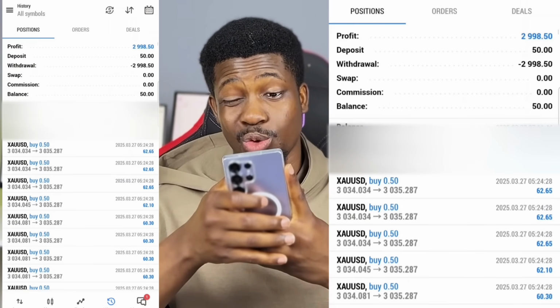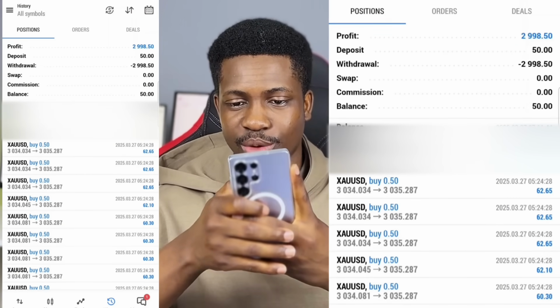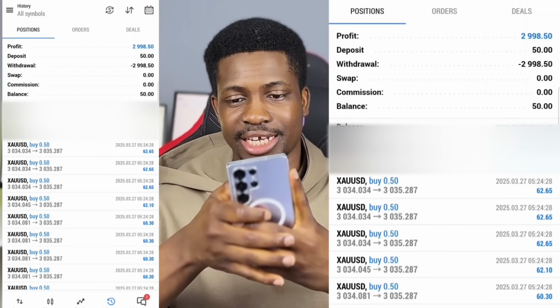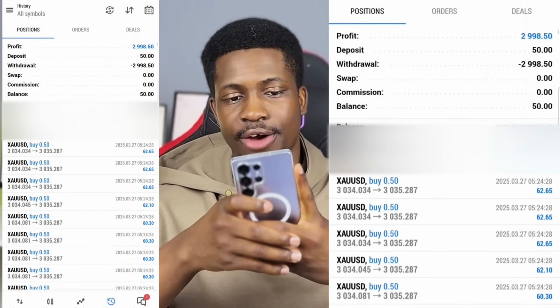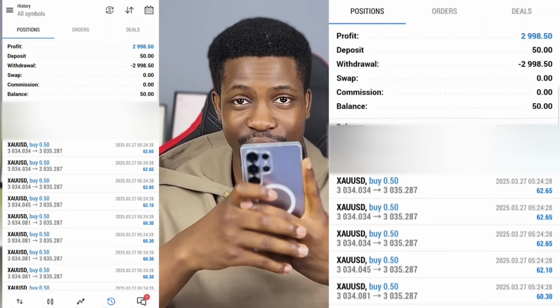We just cashed out approximately 3K. That's what we just cashed out, 2,998, right? So we just cashed out approximately $3,000 smoothly, just like that. And you can see our deposit was about $50 there, and the balance is now back to $50, just the way it was before, right? So everything is actually very, very clean and very, very smooth here.